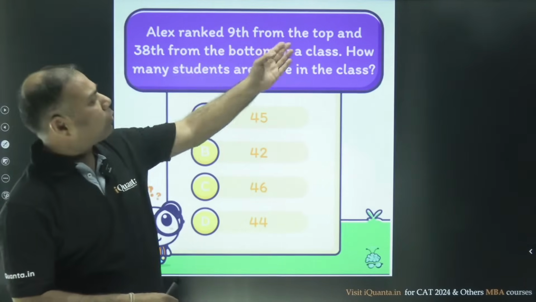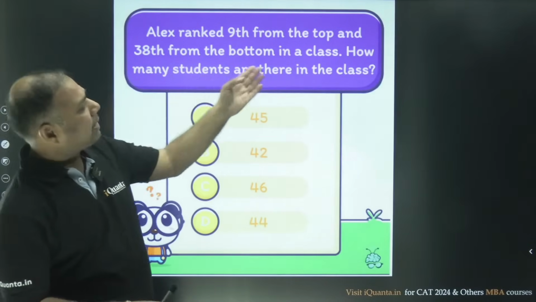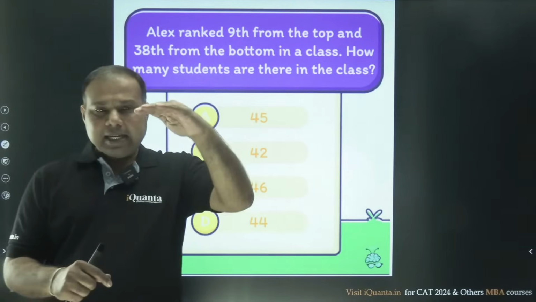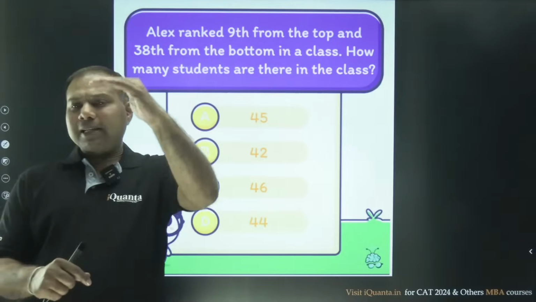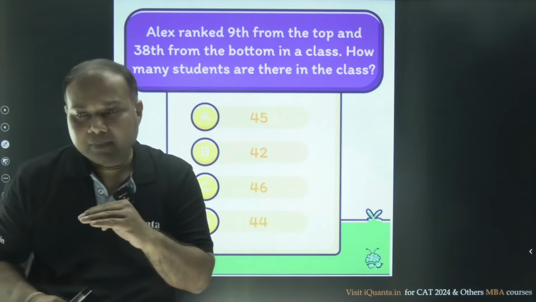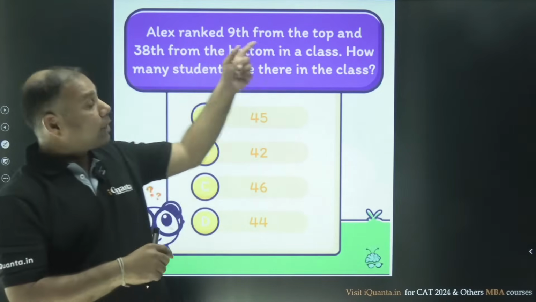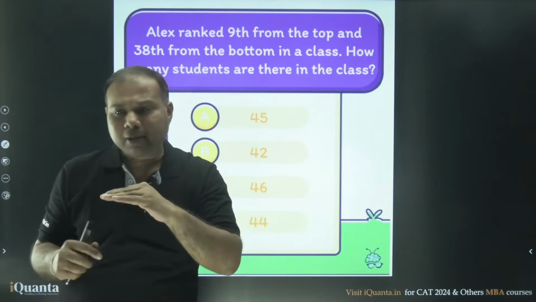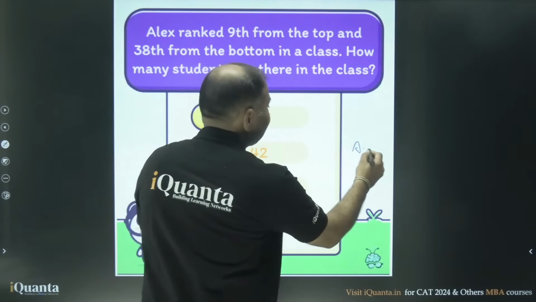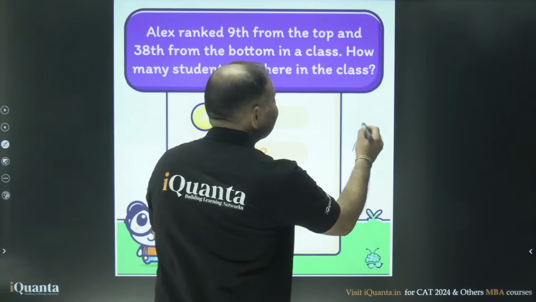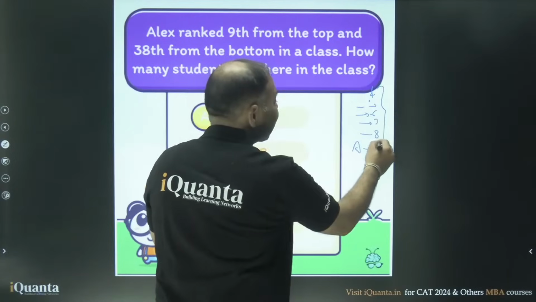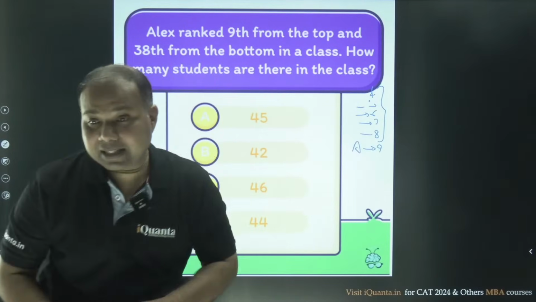Alex ranked 9th from the top and 38th from the bottom in a class. So in a class there is a student named Alex, and he is at 9th position from the top. Can you tell me how many students will be ahead of him? Alex is at 9th position, so before him there will be 8th, 7th, 6th, and so on up to 1. Certainly 8, right? So there are 8 students ahead of this student Alex.